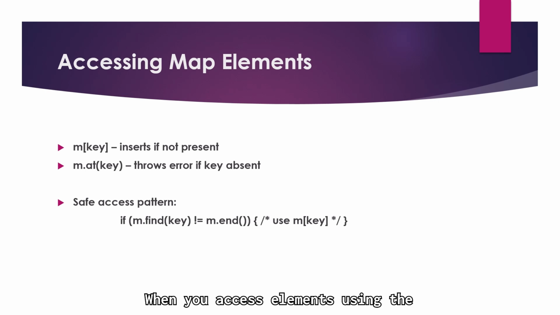When you access elements using the subscript operator like this, m[key], you need to be careful. If the key isn't present, the map will automatically insert it with a default value. That's not always what you want, especially if you are just checking for existence. A safer way is to use m.at(key). This throws an exception if the key isn't found, avoiding unintended insertions. The most robust approach, use find. This allows you to check if a key exists before using it.